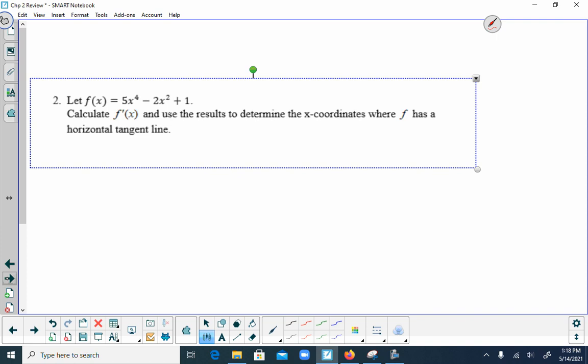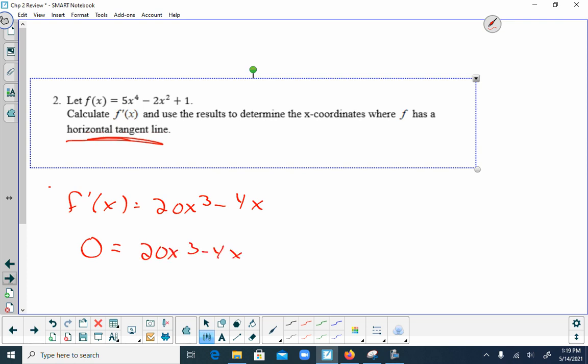Moving on to the next one, it says let f of x equal 5x squared minus 2x plus 1. Calculate the derivative and use the results to determine the x-coordinate where f has a horizontal tangent. So to do that, I'm going to first find the derivative, and I'm just going to use the power rule to do that. So this will be 20x to the third minus 4x, and then the derivative of 1 is 0. I want a horizontal tangent line, which means that the derivative is equal to 0.